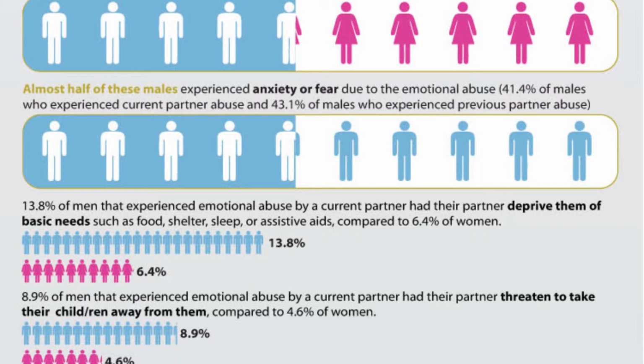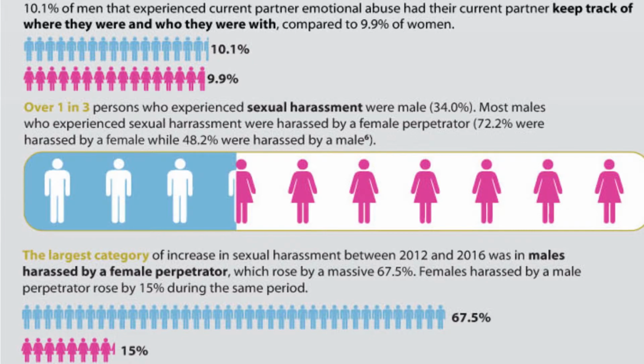7.3% of men that experienced emotional abuse by a current partner had their partner lie to other family members or friends with the intent of turning them against them, compared to 6.6% of women. 10.1% of men that experienced current partner emotional abuse had their current partner keep track of where they were and who they were with, compared to 9.9% of women. Over 1 in 3 persons who experienced sexual harassment were male, 34%. Most males who experienced sexual harassment were harassed by a female perpetrator, 72.2% were harassed by a female while 48.2% were harassed by a male.